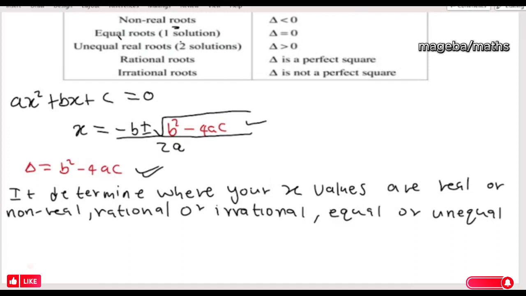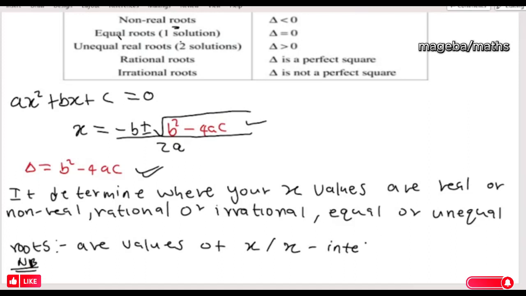Now remember, we're saying the nature of roots. Now what are the roots? It's very important. The roots are the values of x, or you call it the x-intercept. We call it the values of x, or the x-intercept when you are calculating this. Let's say we are solving for x here. You need to factorize to get those x values. That's what the roots are.